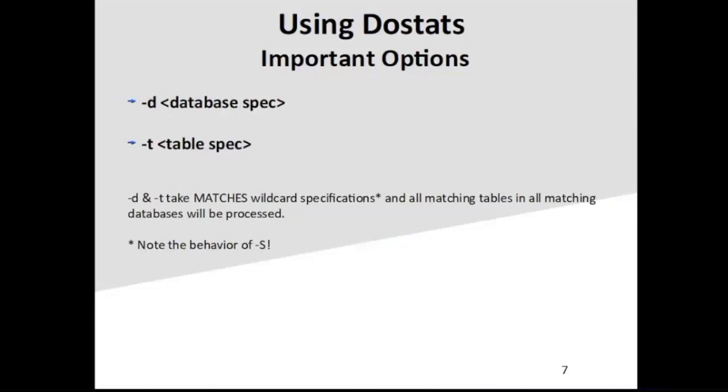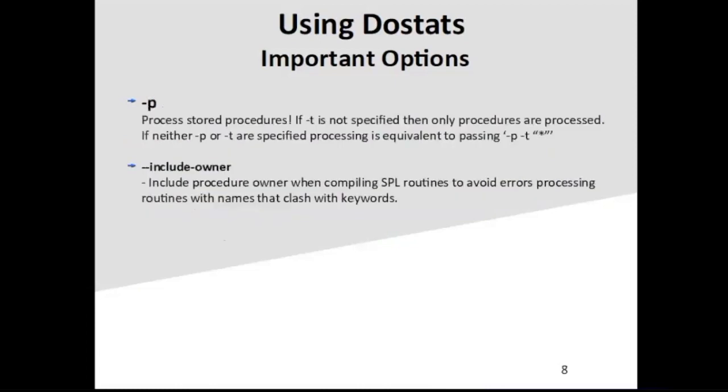By default, if you specify a database or a list of databases with a wildcard, it will run for every table, every stored procedure, everything in the database. But optionally, you can specify dash T and a wildcard spec for the table name, and it will run only against those tables. And if you do that, by default it does not compile stored procedures, but you can add that optionally with the dash P option.